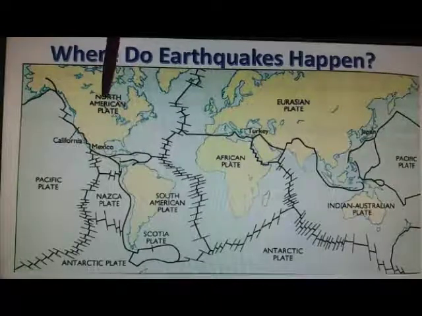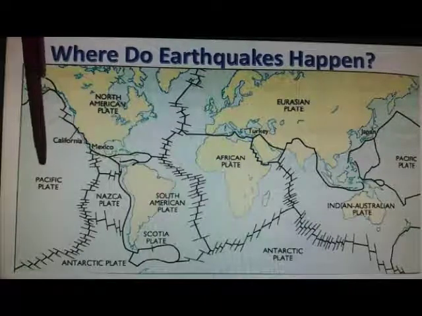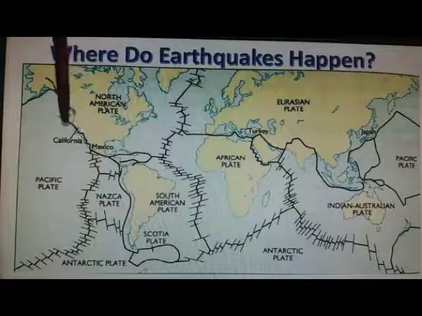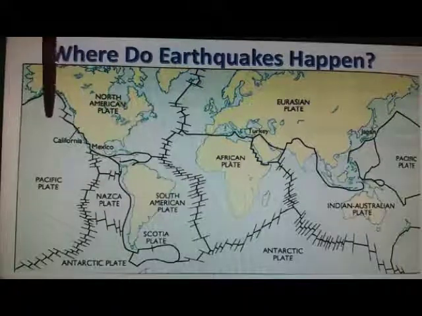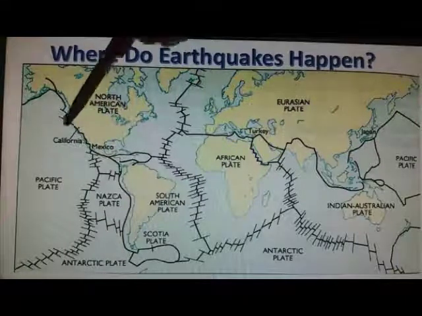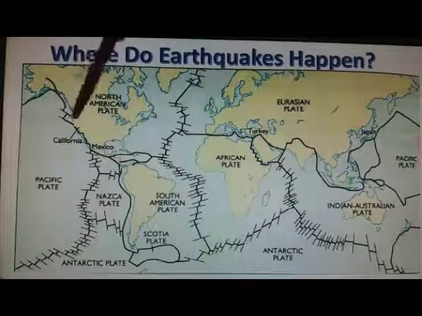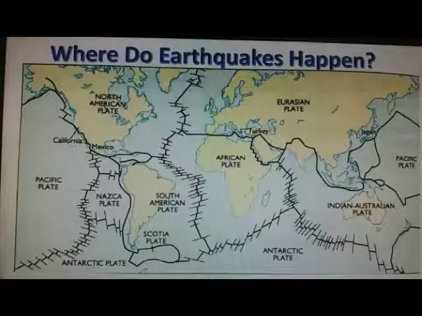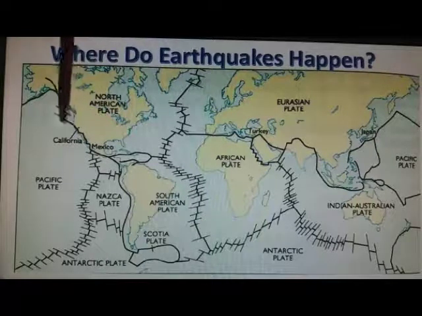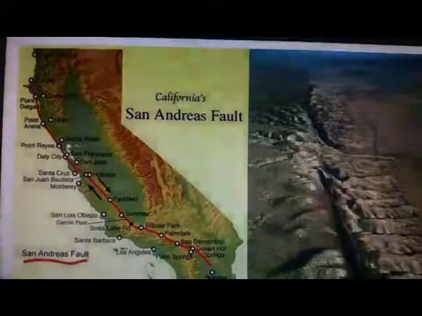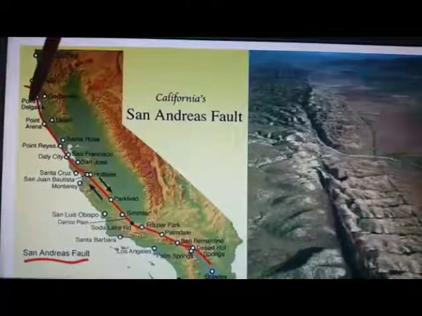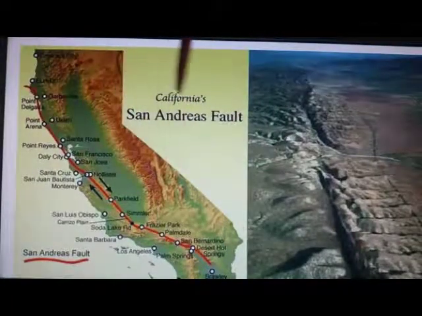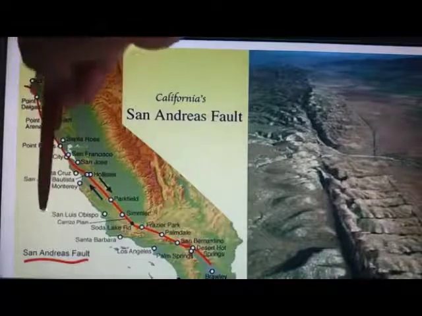And look at the North American plate and the Pacific plate. Here is the fault, okay? So this is where these two plates meet. When they start moving against each other, that's how the earthquakes happen. Here we have California, and in this area, the name of this fault is San Andreas Fault. California's San Andreas Fault. Look in here. Here is the North American plate, and here is the Pacific plate.